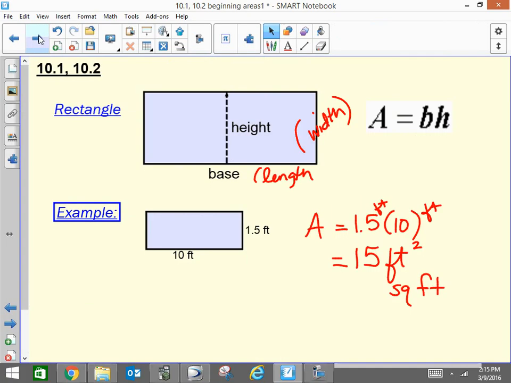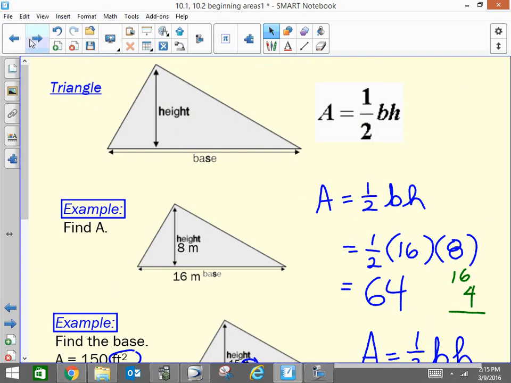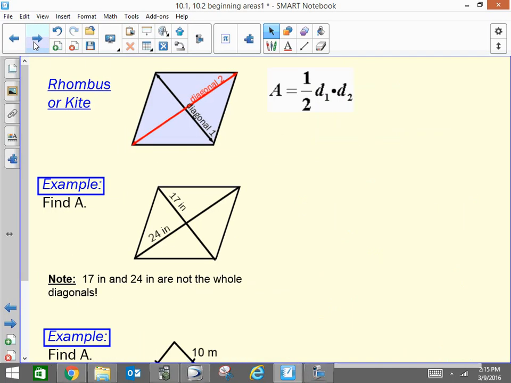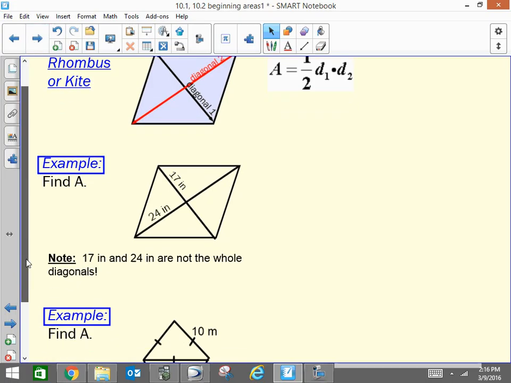Okay. Let's go back. What do we got left? We got triangles, we got trapezoids, and finally rhombuses or kites. Whoever said that looks like a kite, looks like a rhombus, you're going to use the same formula. Okay? 1/2 D1 times D2. Do we know the diagonals of a rhombus are congruent or not? Not. That's why we call them 2 different things. Just like on the bases, we call them 2 different things. Okay. All right, so here we go.